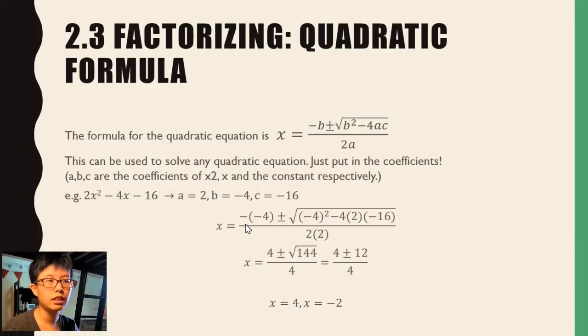So today we're going to be talking about factorizing by the quadratic formula. And the formula for the quadratic equation is this. It's quite a mouthful. It's x equals minus b plus minus the square root of b squared minus 4ac, over 2a. Yeah, it's quite a bit.